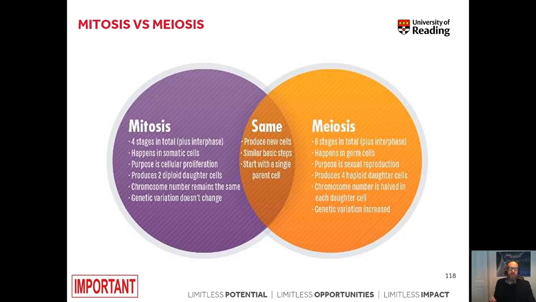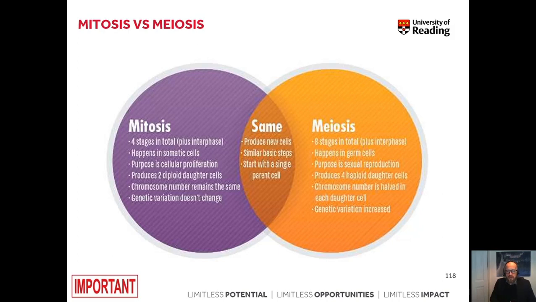However, mitosis has 4 stages in total, plus the interphase. In meiosis, 8 stages play a role, and we are going to be looking at those in the following few minutes. Mitosis happens in somatic cells. In contrast, meiosis happens in sex or germ cells. The purpose of mitosis is cellular proliferation. Meiosis has the purpose of sexual reproduction.